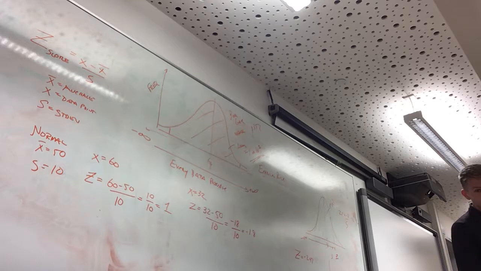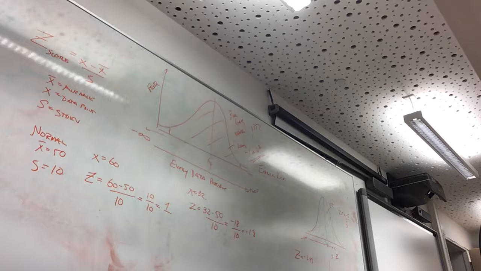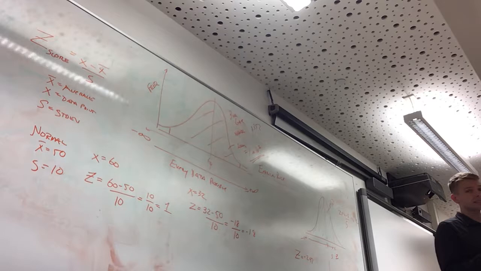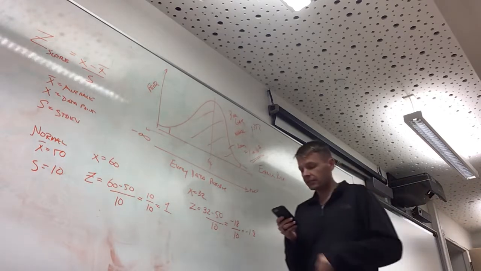So what we do, we have a nice nifty chart in the back of the book. Let me find it real quick. Page 433 and 432. There it is. So these are our charts on 432.